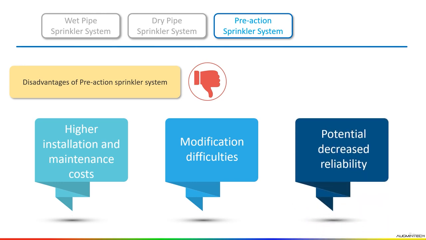Third disadvantage of using pre-action sprinkler systems is a potential decreased reliability. The higher level of complexity associated with pre-action systems creates an increased chance that something may not work when needed. Regular maintenance is essential to ensure reliability.